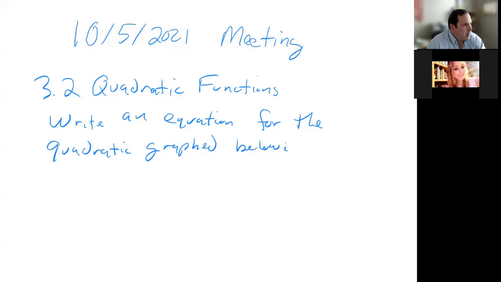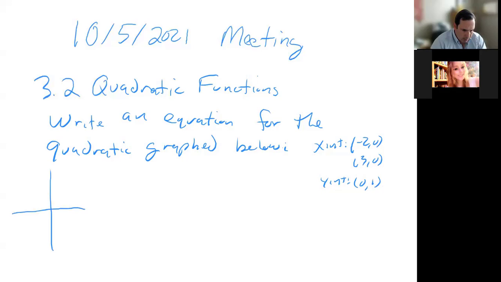And we have, let's see, x-intercepts are going to be at (-2, 0) and (3, 0). And the y-intercept is going to be at (0, 1). And the graph is roughly just doing this type of thing. So we know it's going down. There's that at (0, 1). This is at (-2, 0). And this is at (3, 0). Okay.